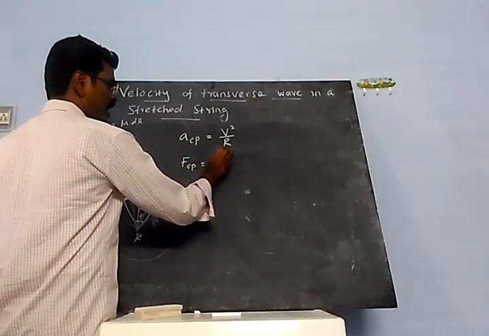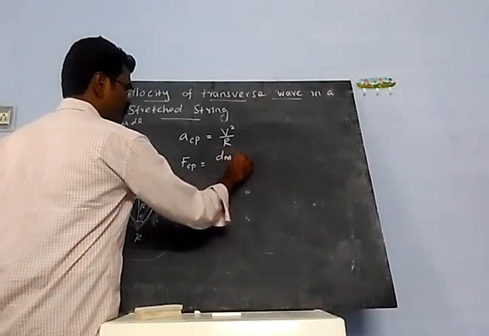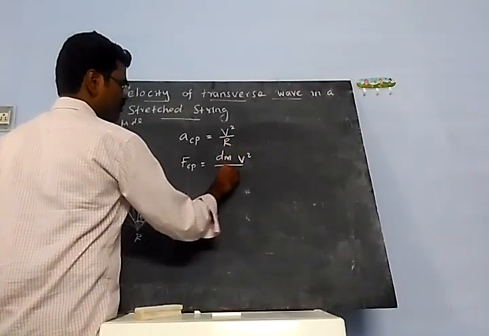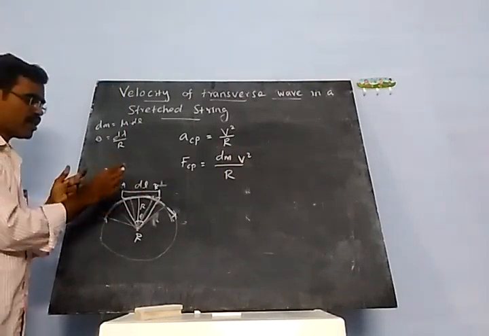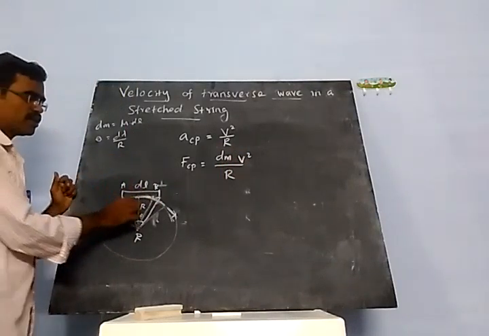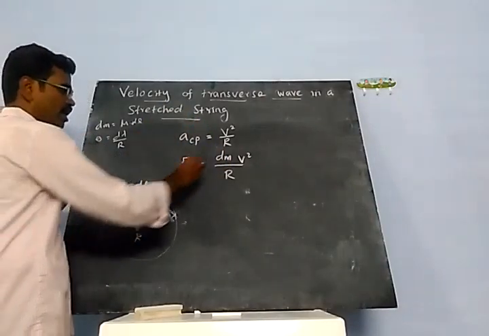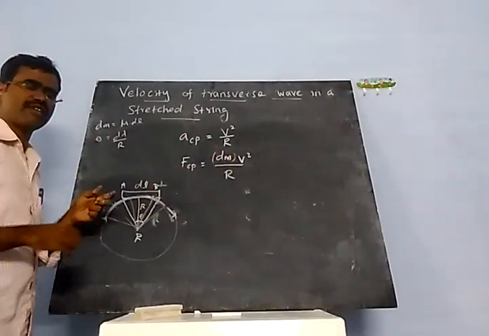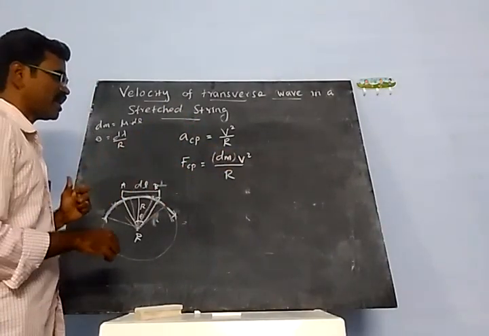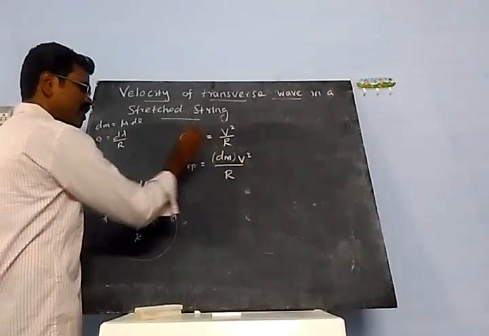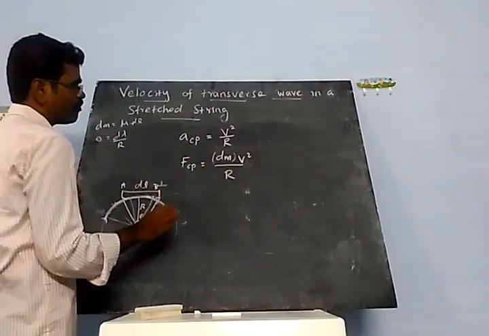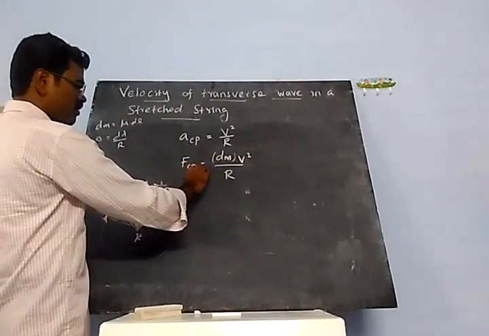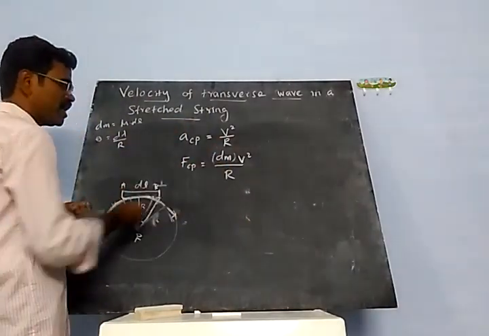m v squared by r. Here dm v squared by r, because here we can take one small segment of mass alone, so I can take the dm alone. Actually the centripetal force formula is m v squared by r. Here I am taking that very small mass alone, so that's the reason I am taking dm. So F centripetal force is equal to dm v squared by r.